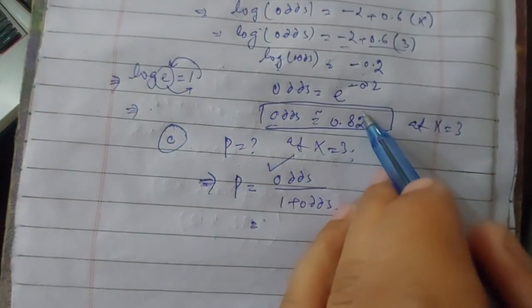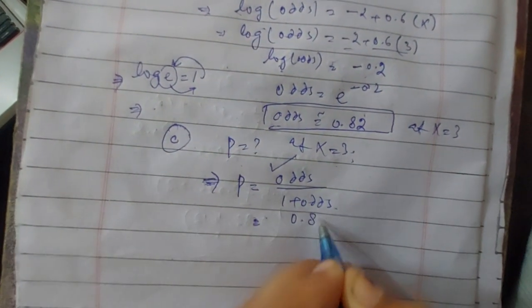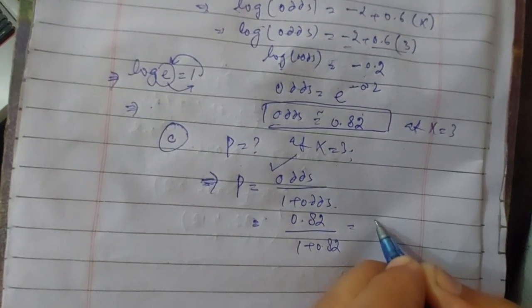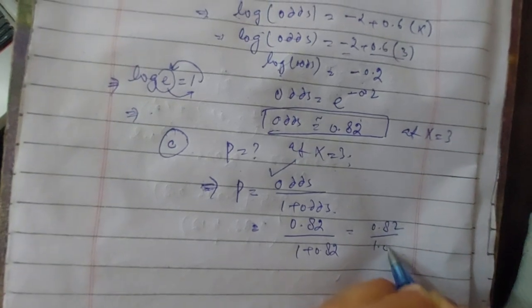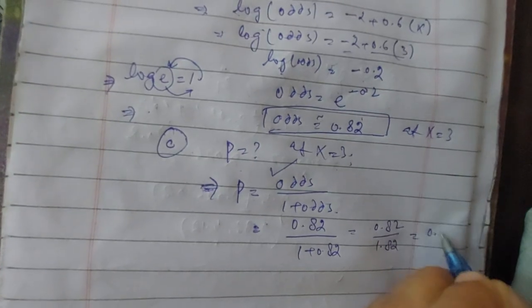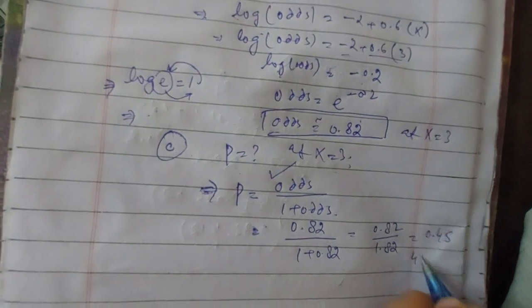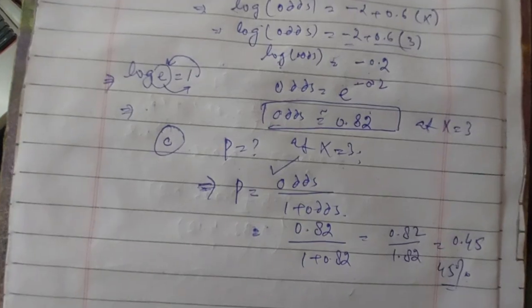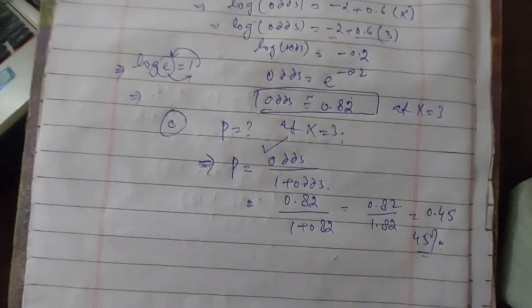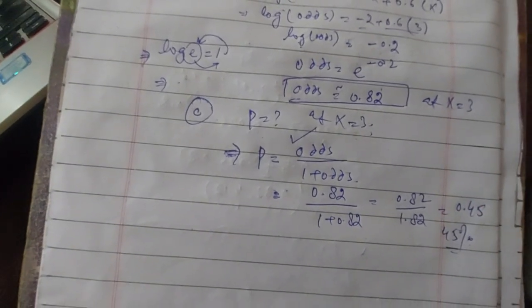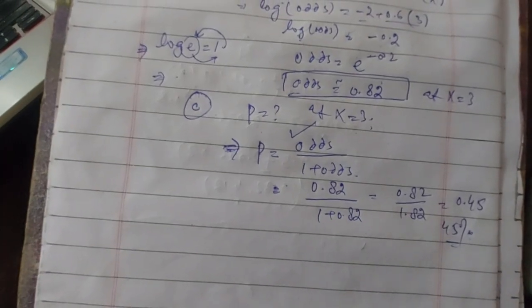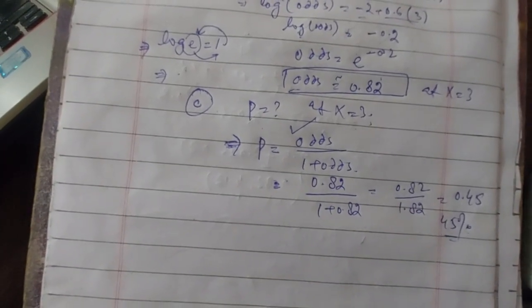So at x is equal to 3, odds is equal to 0.82. So 0.82 divided by 1 plus 0.82, which is 0.82 divided by 1.82. Dividing this, we get about 0.45, or 45% chances. So the solid chances of recovery at x is equal to 3 are 45%. If we keep the dosage level equal to 3, then the recovery chances are 45%.